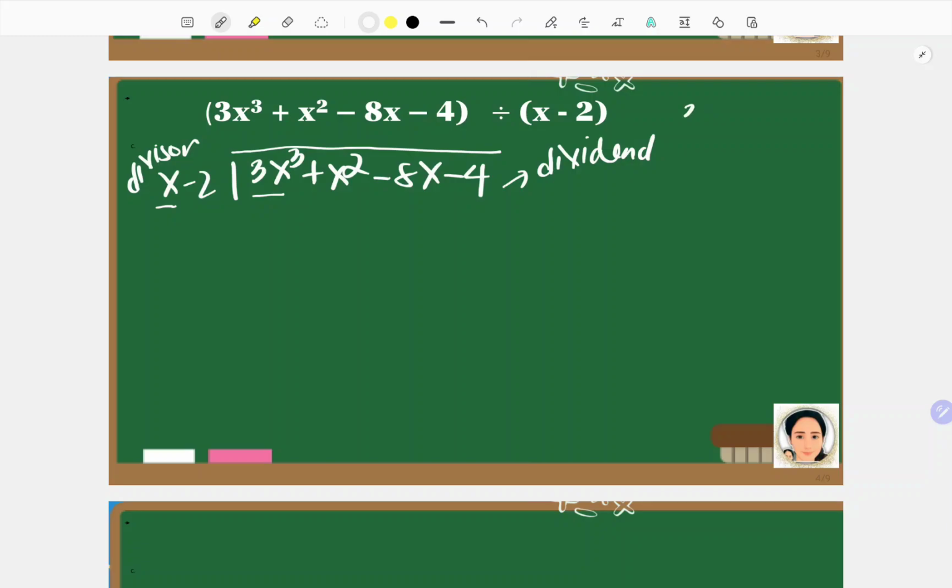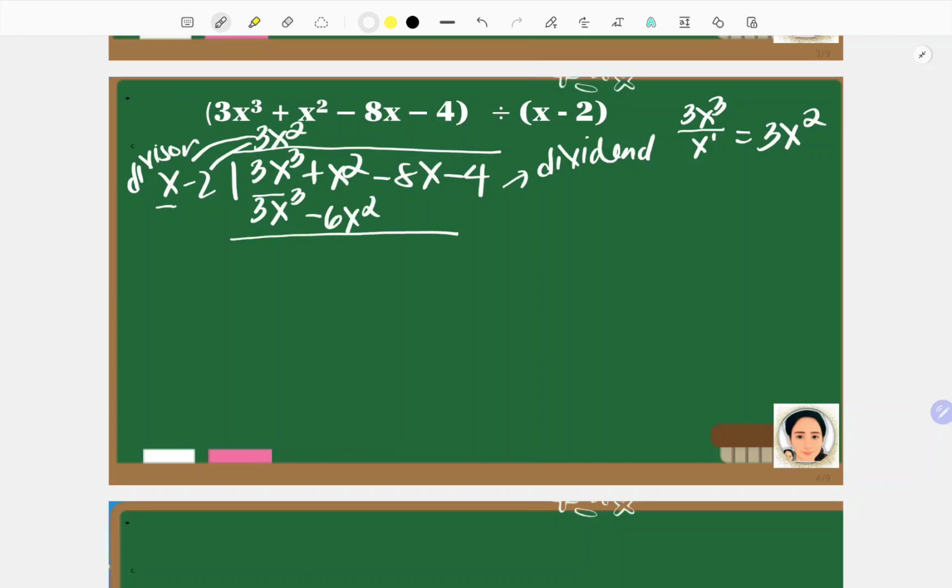So you have here 3x cubed, the first term, and x. So we have 3 divided by 1, that is 3. Then subtract the exponent, 3 minus 1, and we have 3x squared. So write your answer on top. Then you have to multiply the quotient to the divisor. 3x squared times x, 3x cubed. 3x squared times negative 2, you have here negative 6x squared.